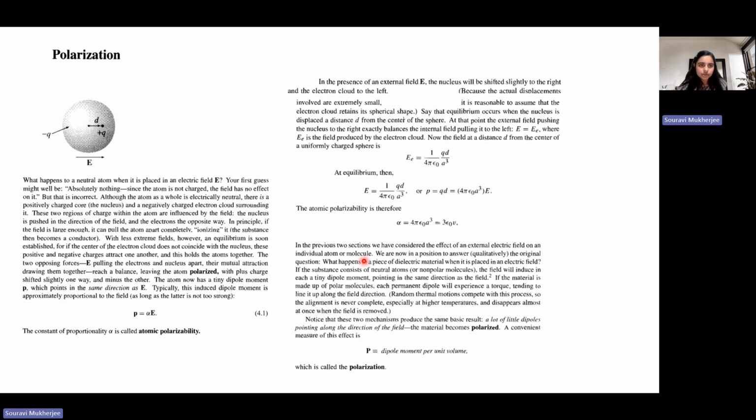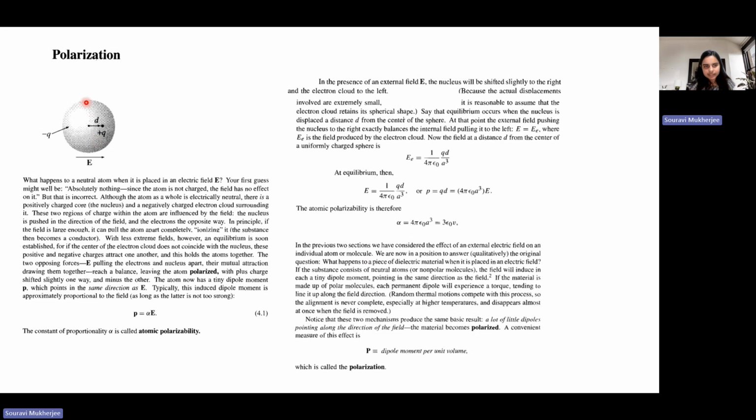Now, what happens when you put a dielectric in an electric field? Even there, you can understand that there'll be redistribution of charges. If you start with a neutral atom and put it in an electric field, the electron cloud will redistribute. So if your electric field is directed in this way, you can understand that the negative charges of the electrons will try to move to this end, right?